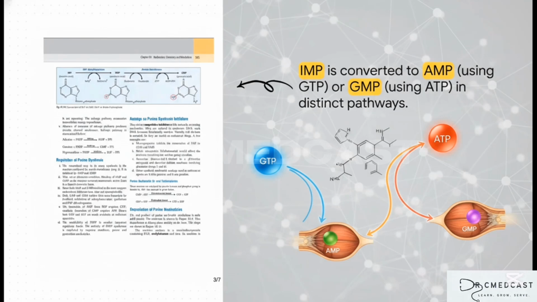It can either become AMP or GMP, the two purines we need. And what's really genius here is how the cell balances the production of both. Check this out. To make AMP, it uses energy from GTP. But to make GMP, it uses energy from ATP. This kind of cross-regulation is so clever. It makes sure the cell never has too much of one and not enough of the other. It keeps everything in perfect balance.